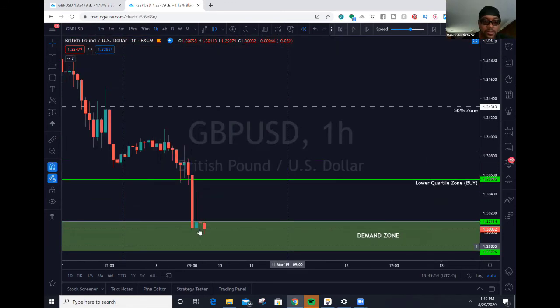This wick right here is a sign of exhaustion. That means the sellers tried to push it down, but they got weak. The sellers are getting weak. They're getting tired. So the buyers are about to come in right here.